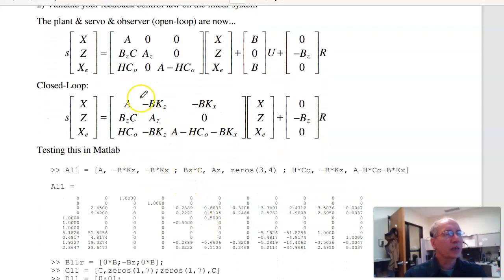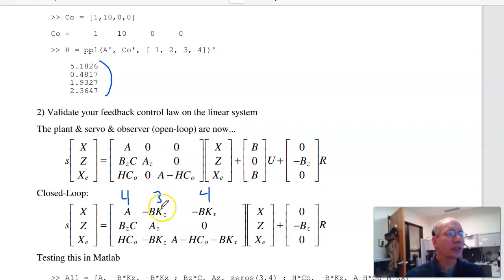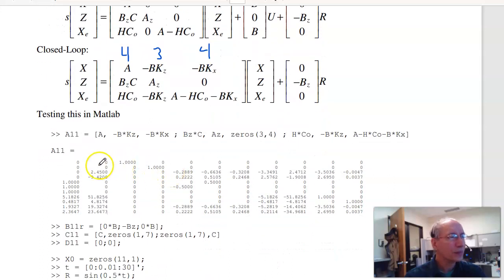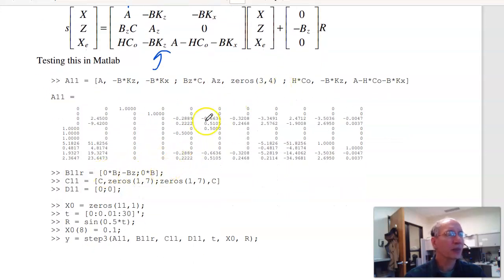Doing that, this is now 11th order. I've got 4 states for the plant, 3 for the servo, 4 for the observer. There's no constant input at the B level, so this could actually be 2nd order, but I don't want to redesign my controller. So I'm going to design it for 3rd order. Put it all together, you've got your 11 by 11 A matrix, the B matrix with respect to R, the C matrix. I'm going to look at the position and estimated position.